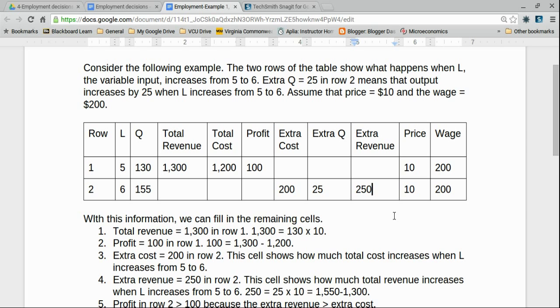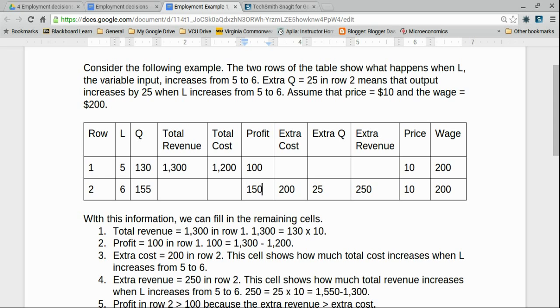At this point, I know that the profit on the second row is going to be higher than the profit on the first row. The extra revenue generated is higher than the extra cost. Revenues rise by 250, cost is rising by only 200. That means that profit will rise by 50. So I know right now that profit's got to be $150.